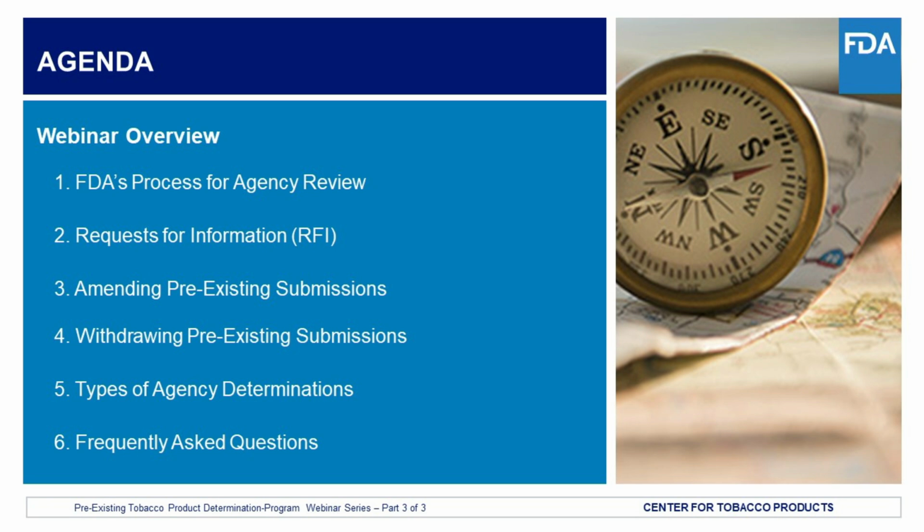This webinar will also provide information regarding amendments and withdrawals to pre-existing submissions. We will outline the possible types of determinations that the agency makes after completing its review of pre-existing submissions and how the submitter will be notified. Finally, we will provide answers to frequently asked questions from submitters.